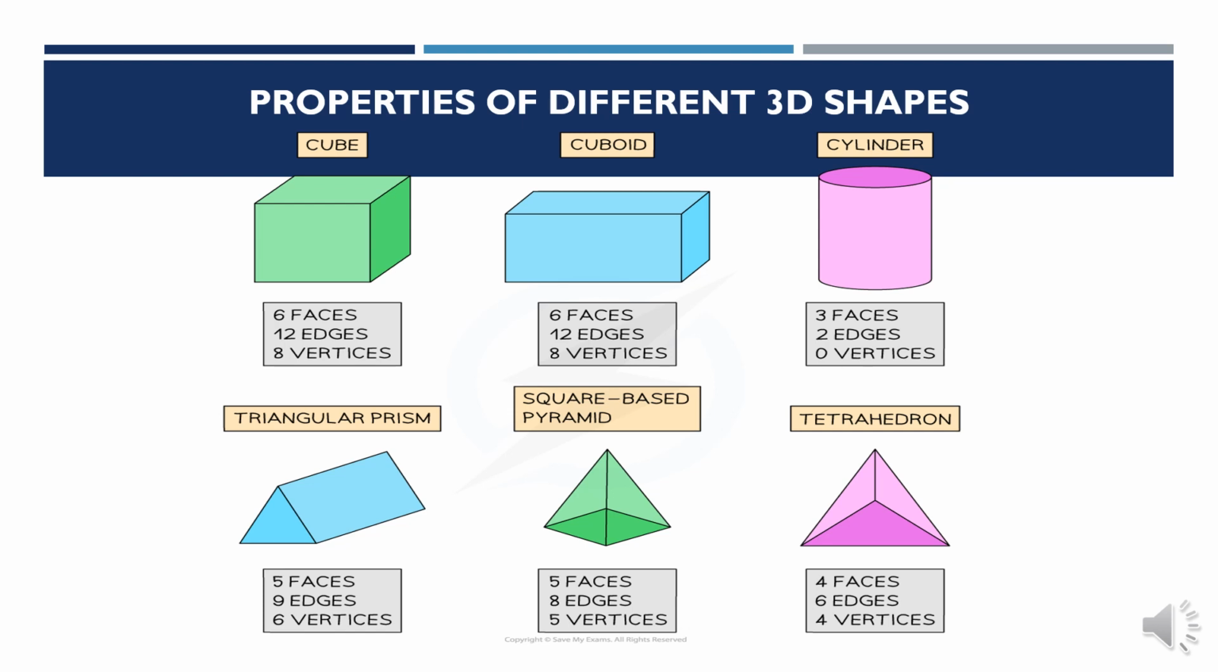A tetrahedron has 4 faces, 6 edges and 4 vertices. As it's in front of you, one triangle is at the top and 3 are at the sides. Then it's making 4 vertices, 3 at the bottom and 1 at the top, and 6 edges. I hope the properties of different 3D shapes are clear to you.